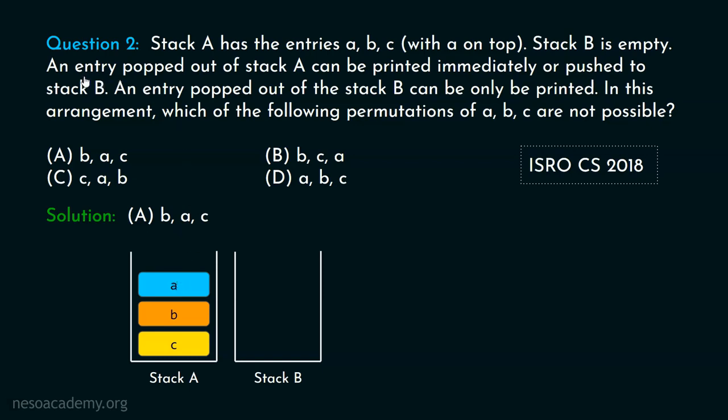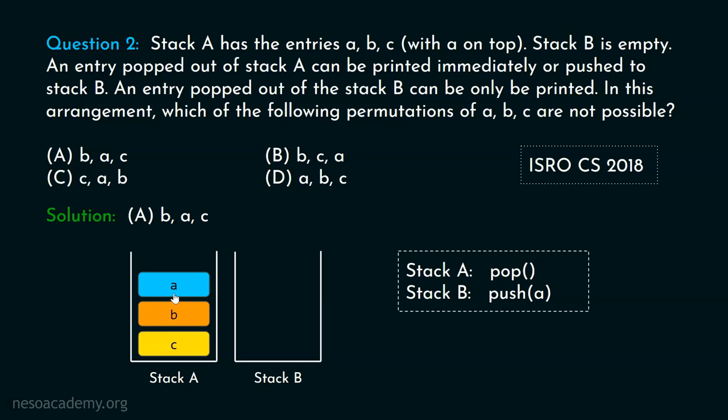There are 2 possible options for stack A. An entry popped out of stack A can be printed immediately or pushed to stack B. Obviously, we cannot select the first option because here it is asking us to simply pop the element out of the stack and print it immediately. We cannot do this, right? We have to print this element B. Therefore, we can only push this element to stack B. That is this element to stack B. Hence, we have to do this.